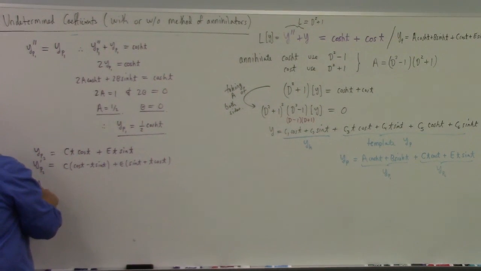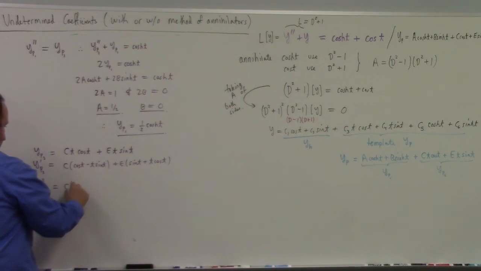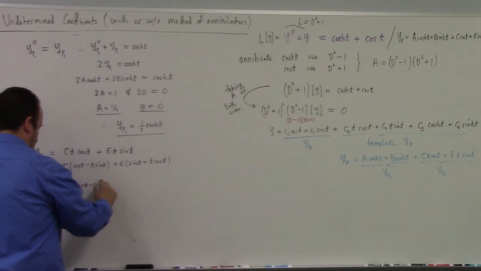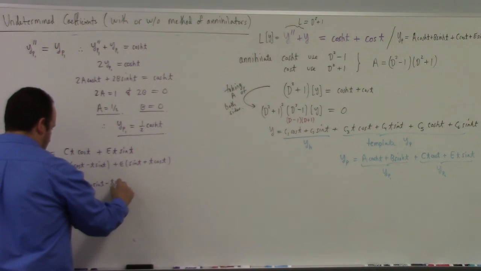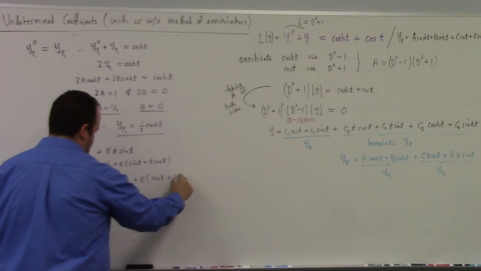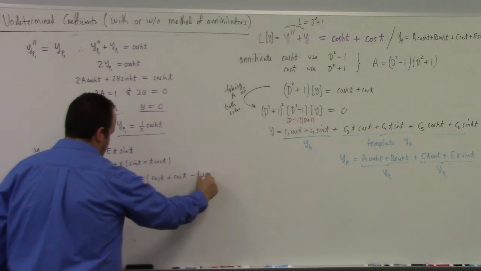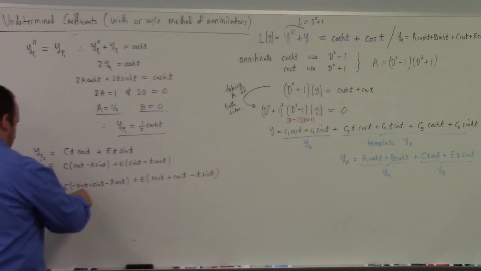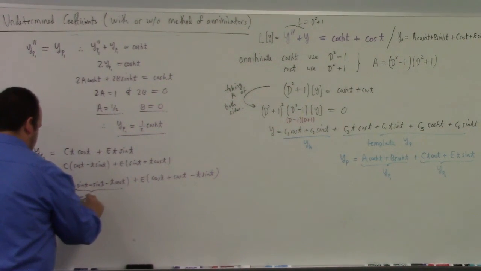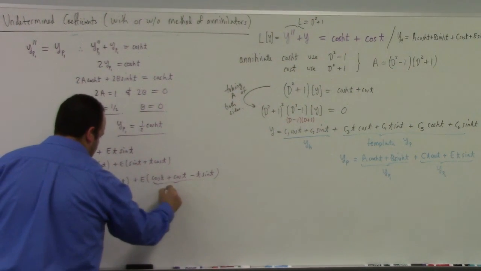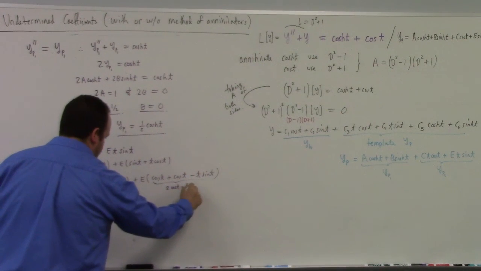Differentiate again to get yp2 prime prime. That gives me a minus sin t minus t cos t, plus e cos t plus cos t minus t sin t. Of course I can clean that up a little bit, right? This is really minus 2 sin t minus t cos t, and this is just 2 cos t minus t sin t.